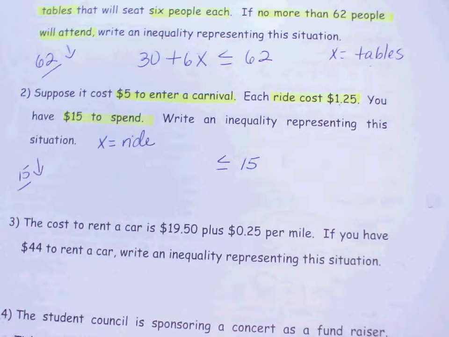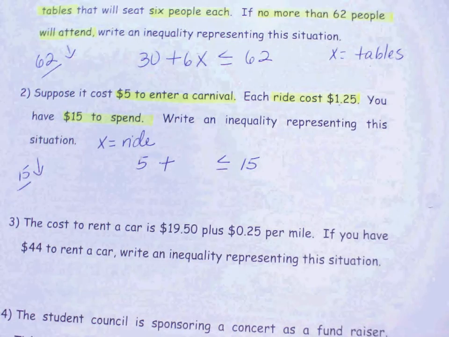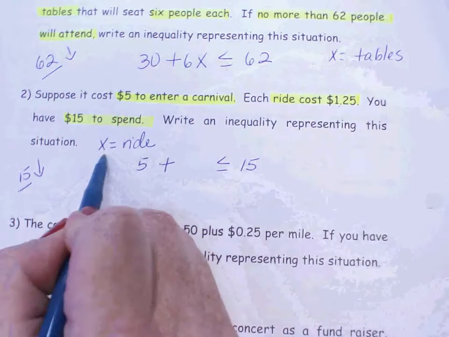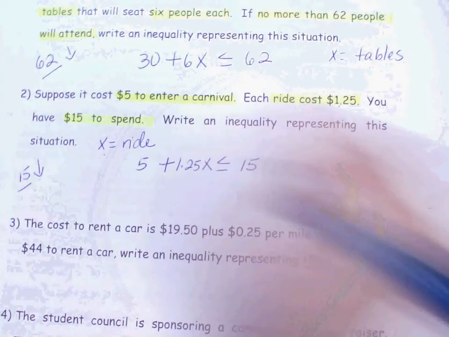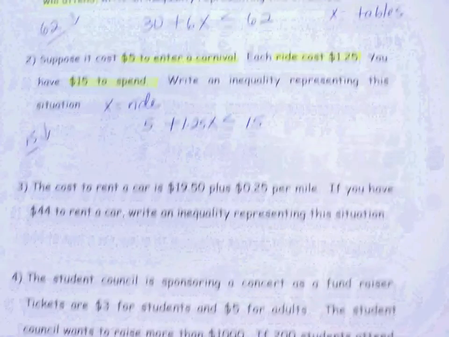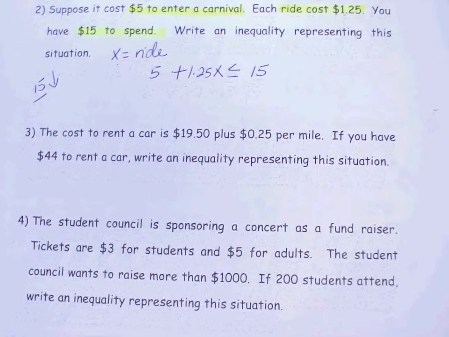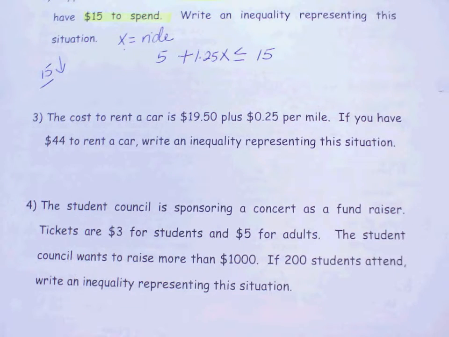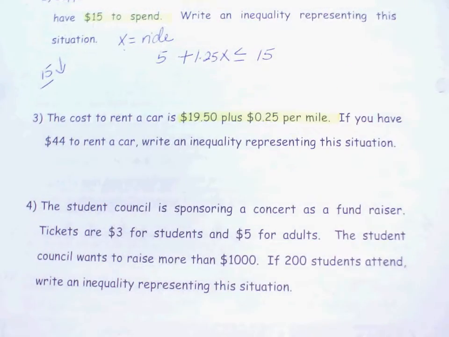Jonathan? All right, how much money do you need to just go in? 5. And you also want to ride some rides, right? How much is each one of the rides? Okay, so what do I have to do with the $1.25 and my x? Put them together. Very good. So 1.25x. And we're not solving, we're just writing. It's the beauty of it: Algebra 1 needs to solve, you guys don't, which is awesome. Ready for the next one?